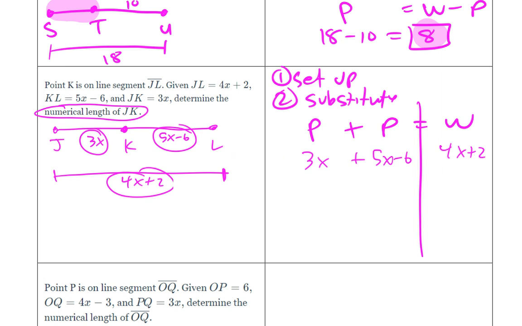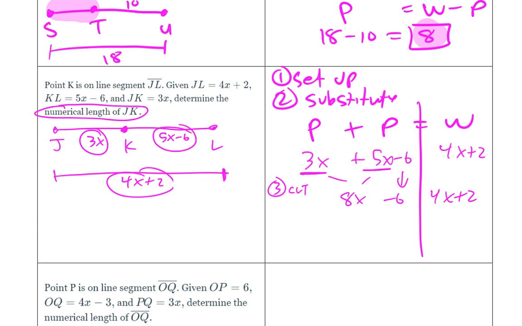The third step is we're going to combine like terms if we can. We can't always do it, but if we can, we want to do it. So I underline 3x, and I can also underline the 5x. I can only do each side separately, so I'm not going to combine it with the other side. The 3x and the 5x gives me 8x, and then I'm going to bring down my negative 6. Then I have 4x plus 2.